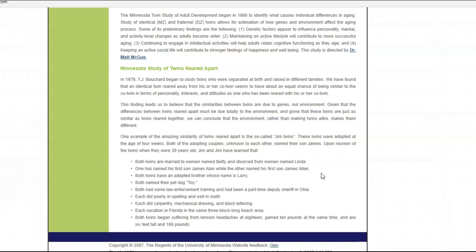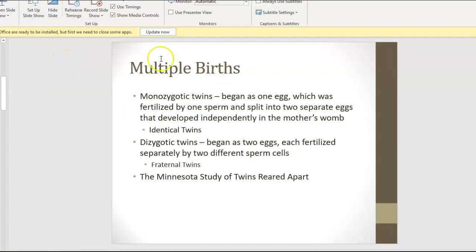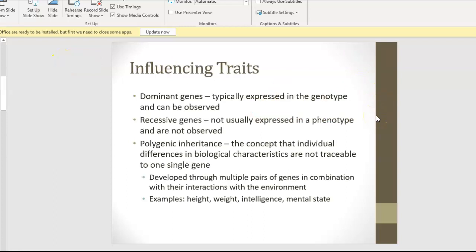Each did poorly in spelling, well in math, well in carpentry, mechanical drawing, and block lettering. Each vacationed in Florida in the same 3-block Long Beach area. Both have tension headaches at 18, gained 10 pounds at the same time, and are 6 feet tall and 180 pounds. Now, I'll tell you what, that is fascinating. So, yeah, that was fun. I thought that was just a little brain break because this stuff can be a little heavy. So, I'm trying to make it somewhat fun for you guys, right? Because you're having to listen to me.